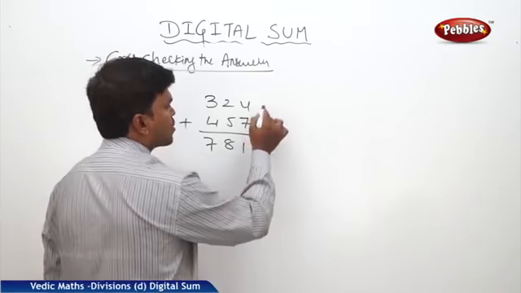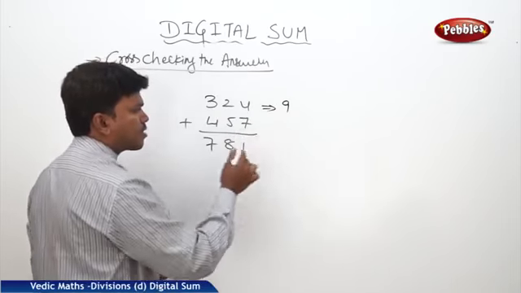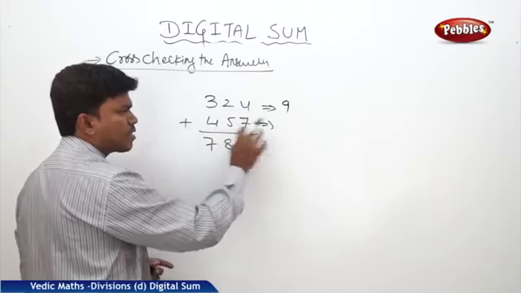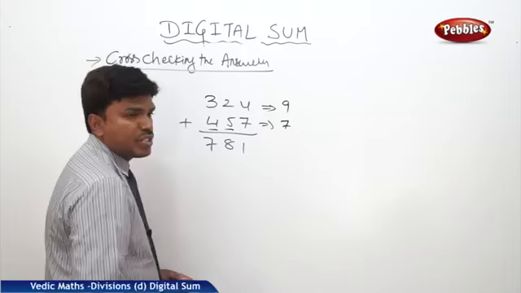If I want to do it in a faster way, I will take the digital sum. 3 plus 2 is 5, 5 plus 4 is 9. So 9 is the digital sum of this number. What is the digital sum of the other number? 4 plus 5 is 9, which can be ignored, so 7.